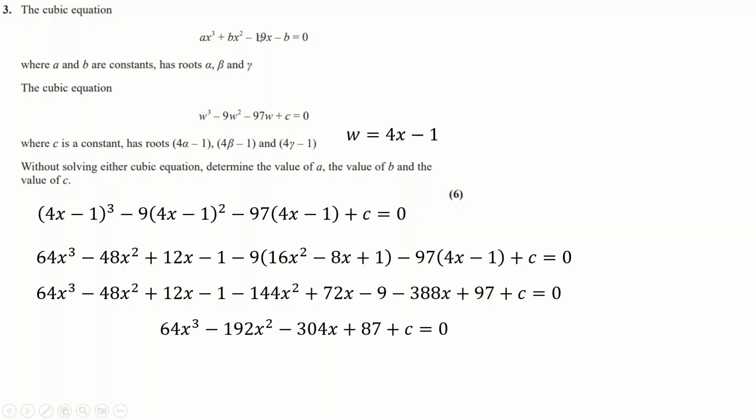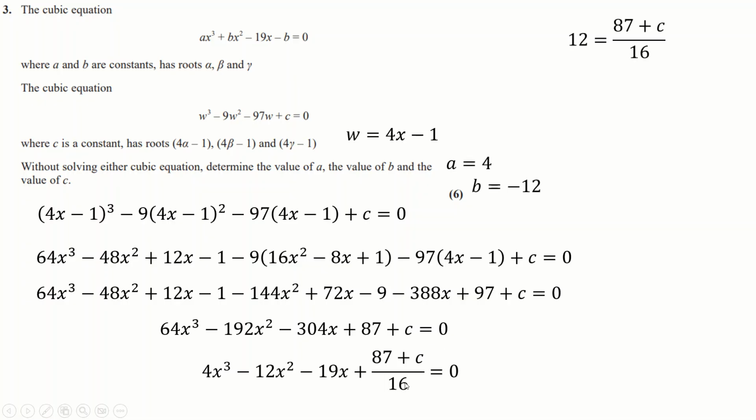because look, 19 needs to match with 304. Thankfully, 19 times 16 is 304, so divide this entire thing by 16, and we get this. And that means that A is 4, B is minus 12, sorry, minus 19 is minus 19, which is good, and then minus B equals all of this stuff. In other words, B equals all of this stuff. Notice how these two things are the same, and I've just found that B is minus 12, so minus 12 is equal to this, but minus 12 is 12 times 16, take away 87, and we get C as 105.